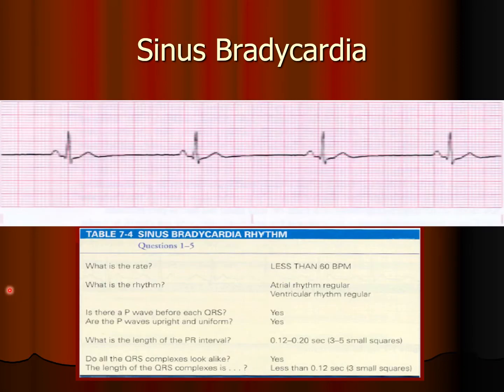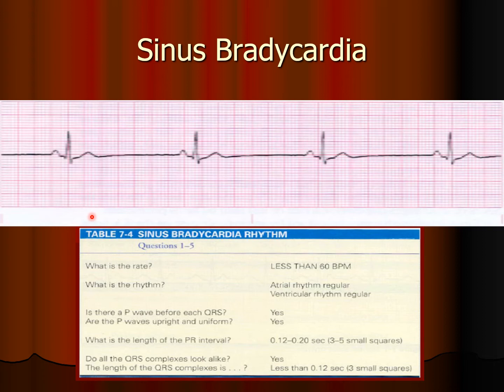Sinus Brady. Okay, so we count, and we're going to eyeball this, and we're going to say the heart rate's around 40. Right? Is it less than 60? Yeah, it's less than 60. Is it regular? Yeah. If we were to measure this out, it would be nice and regular.